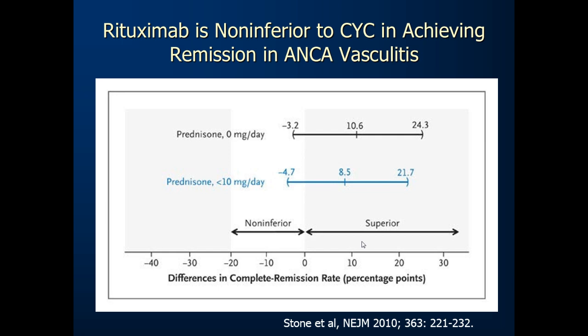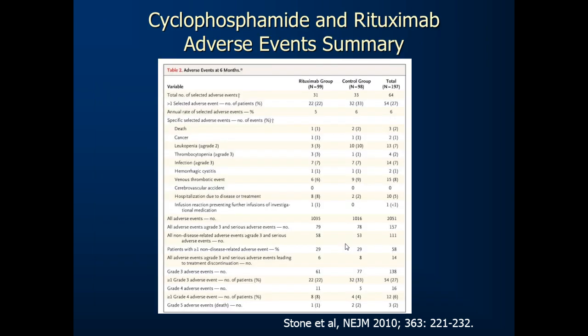So the way that they present their data, I think, is interesting. They looked at your ability to wean prednisone. And I know Zach Morse loves this too, it's a non-inferiority study. So rituximab is non-inferior to cyclophosphamide in achieving remission in ANCA vasculitis. So you were able to wean the prednisone, because if you didn't have remission, you would not be able to wean the prednisone. There were similar rates of prednisone weaning in the two groups.